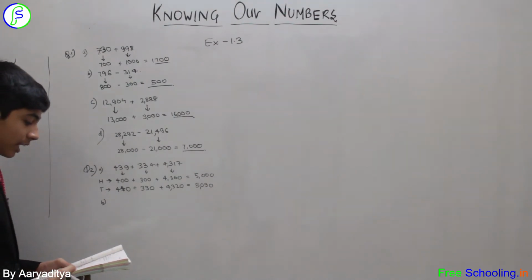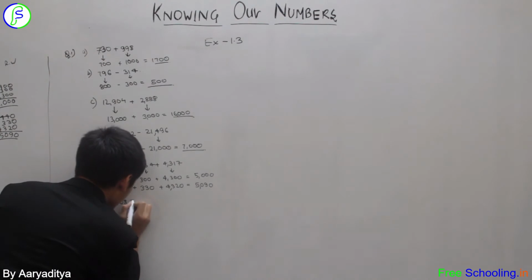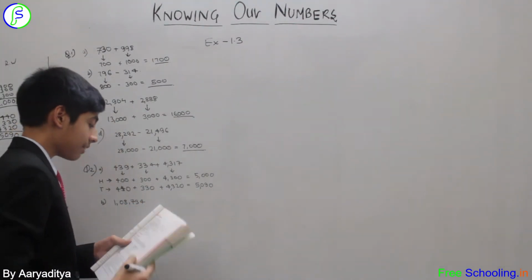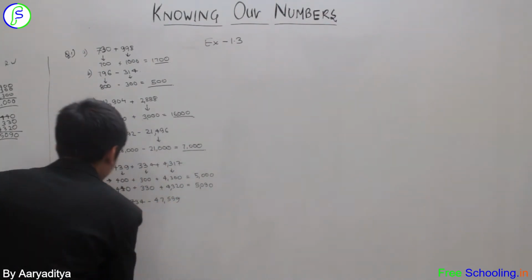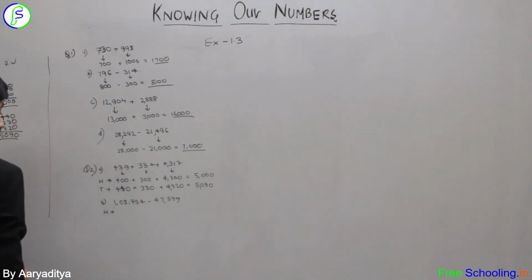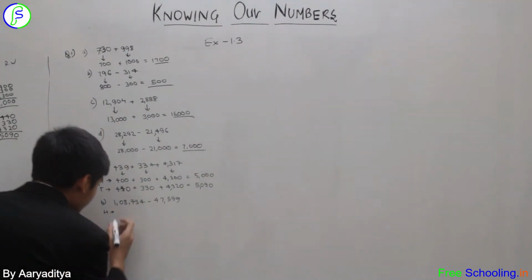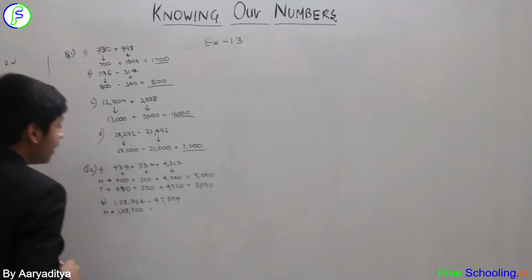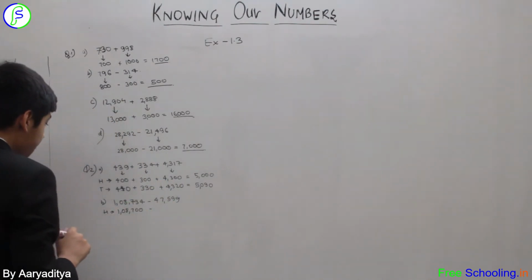Part B says 1,08,734 minus 47,599. First let's round it off to the nearest 100. What do we get? Rounding this one off to the nearest 100, we get 108,700. Okay, now what do we get by rounding off this one to the nearest 100?